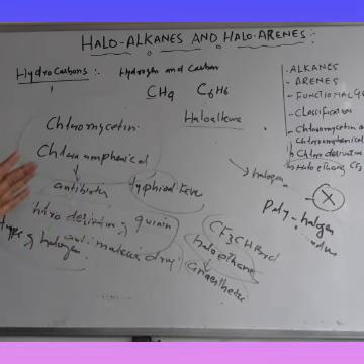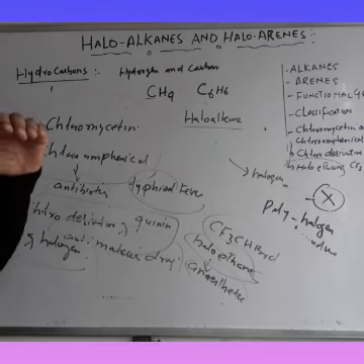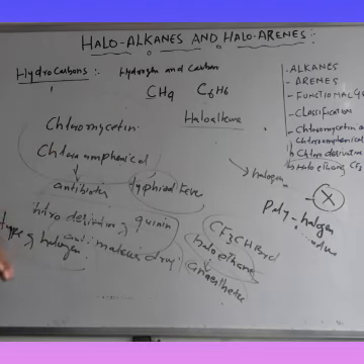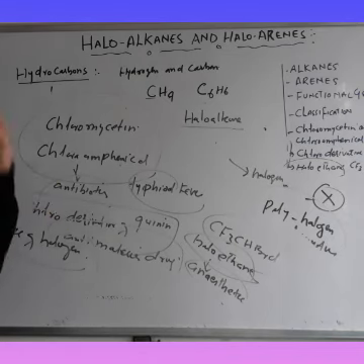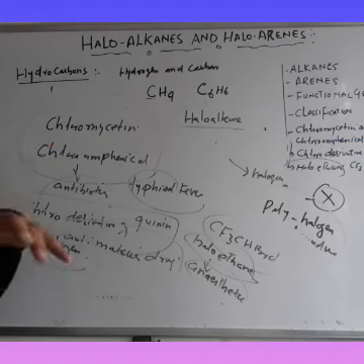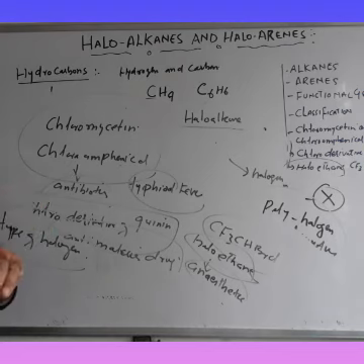This was about haloalkanes and haloarenes. So these are the 2 important classes of compounds obtained from alkanes and arenes by the replacement of one or more than one hydrogen atoms from these compounds by the same number of halogen atoms.